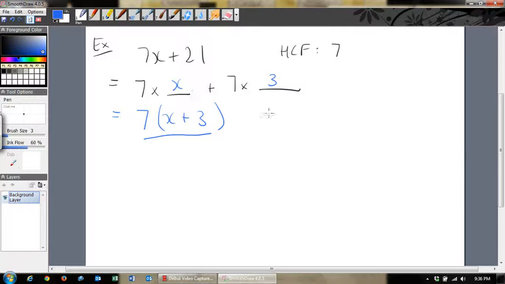And if you expanded that out, you can check that this is correct. If you expanded that out, you get 7 times x, which is 7x, and then you get 7 times positive 3, which is positive 21. So that all checks out.